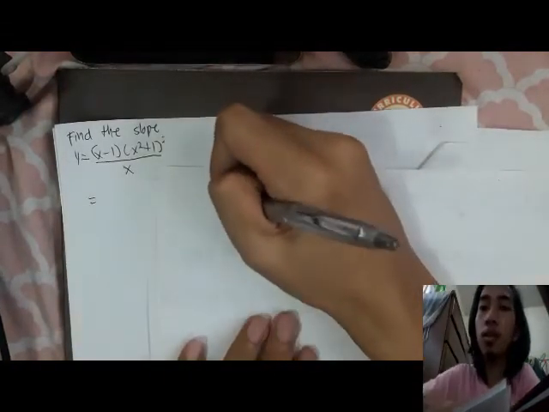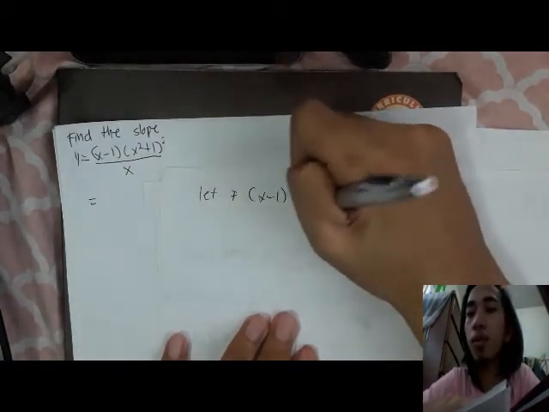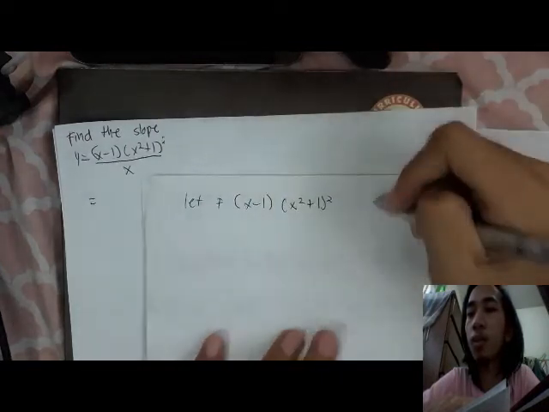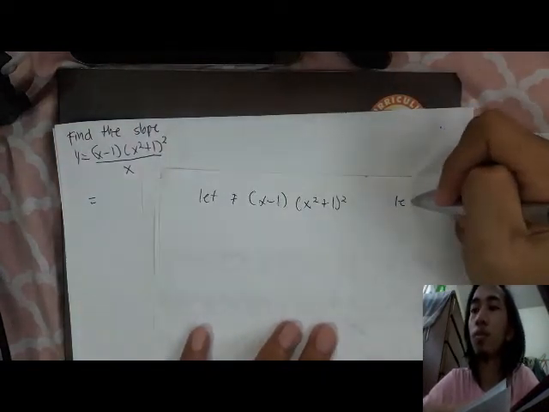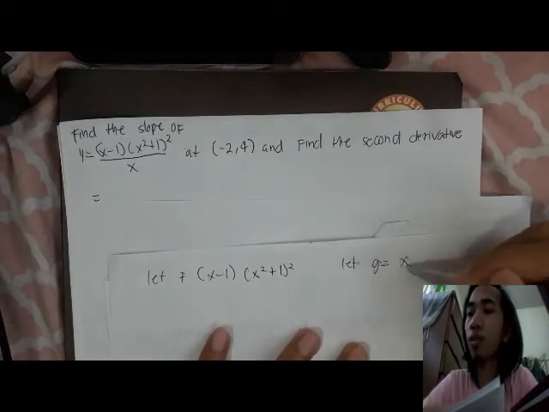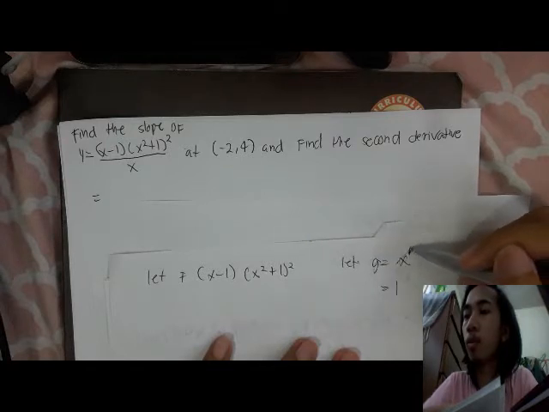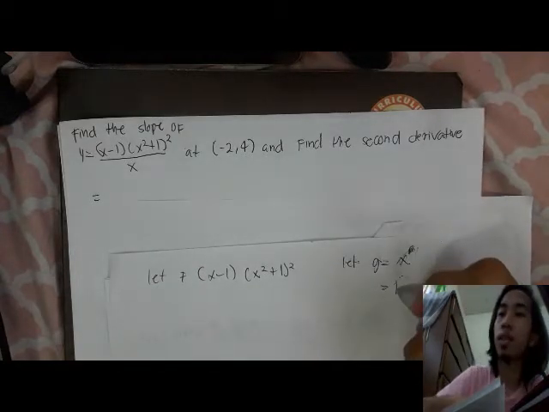So, derivative of f equals (x - 1)(x² + 1)². So, let g equal x. So our rule is 1 times x to the n minus 1. Bababa ang n or ang small value, tapos n minus 1, which is 1 ang value dito, so mababa ang 1, tapos 1 minus 1 maging 0, so wala na itong x, so 1 na lang ang matitira. So ito ang derivative ng g.